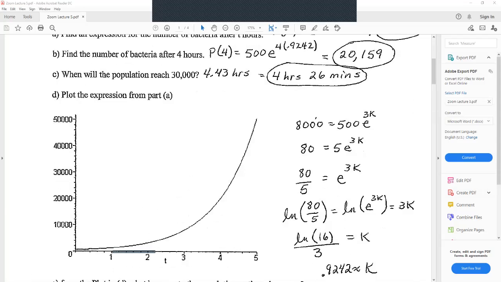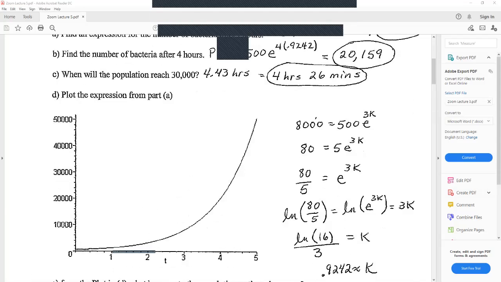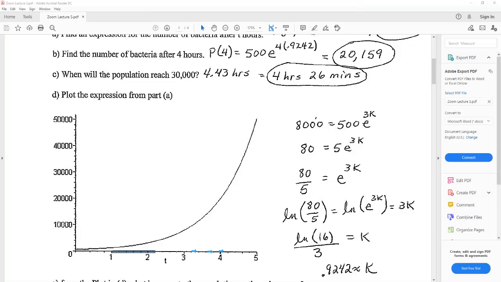So let's think about that here. As time increases, right? Time is moving along. What's happening to the population? Well, the population is going up. We can see it's increasing here.